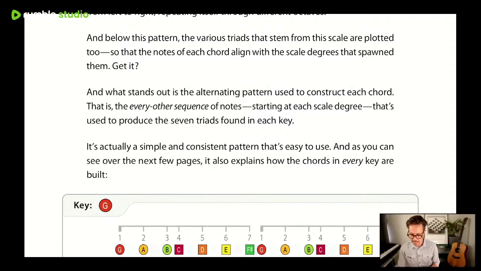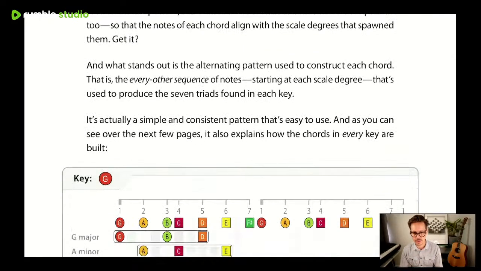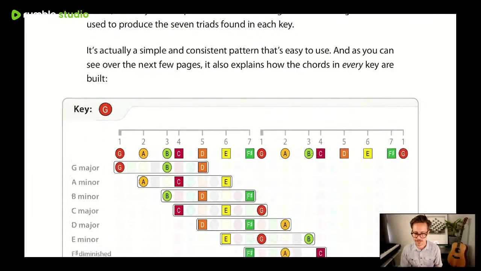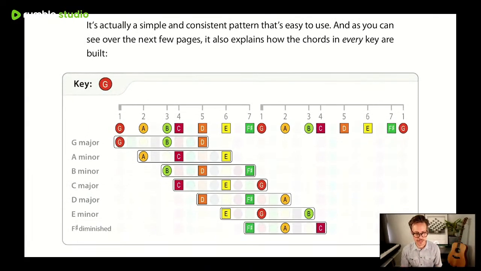Get it? And what stands out is the alternating pattern used to construct each chord. That is the every other sequence of notes starting at each scale degree that's used to produce the 7 triads found in each key. It's actually a simple and consistent pattern that's easy to use, and as you can see over the next few pages, it also explains how the chords in every key are built.